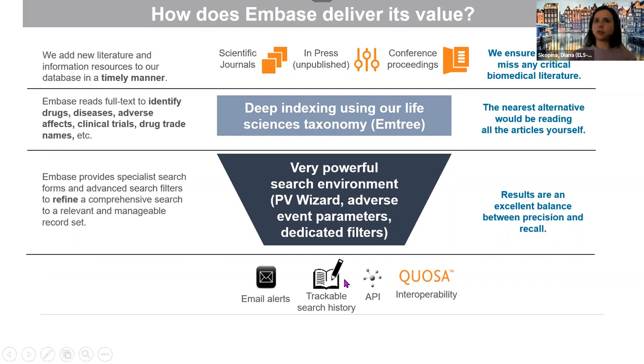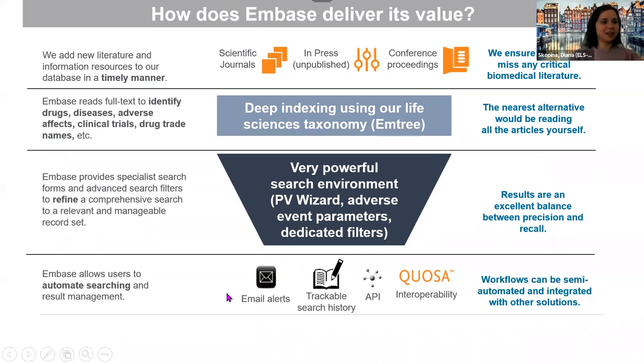What you can do with this content afterwards is set up email alerts, so that the system notifies you every time a new result comes up according to your search. You can track your search history. For example, I remember that yesterday I did a very nice search, but I don't remember exactly how it was. You're going to remember it with Embase, so no problem. You don't need to use your memory too much. So you're going to have an automatic search.